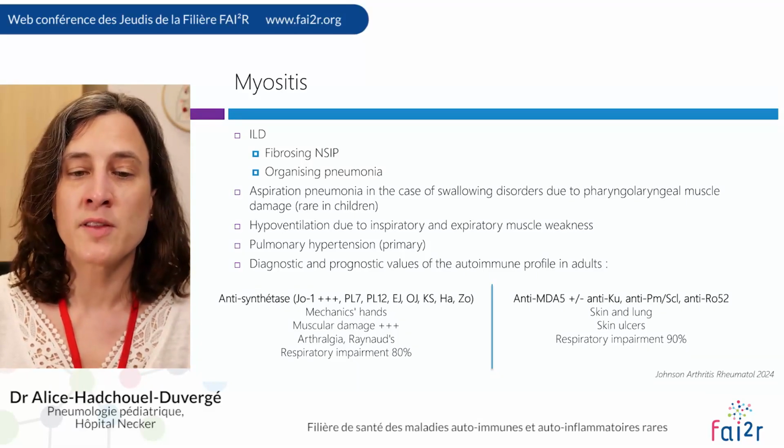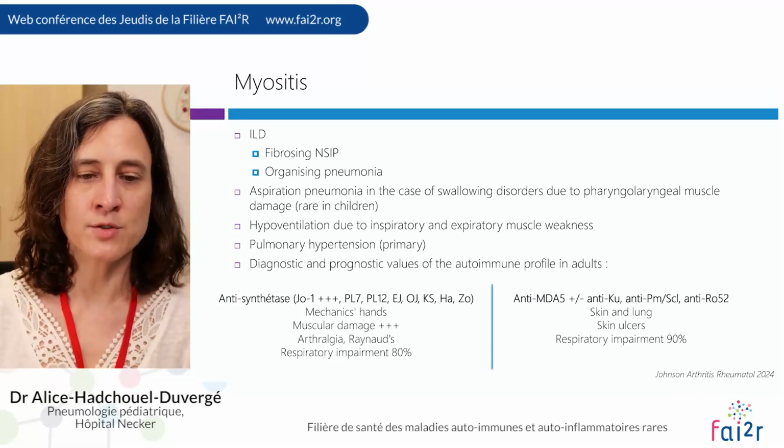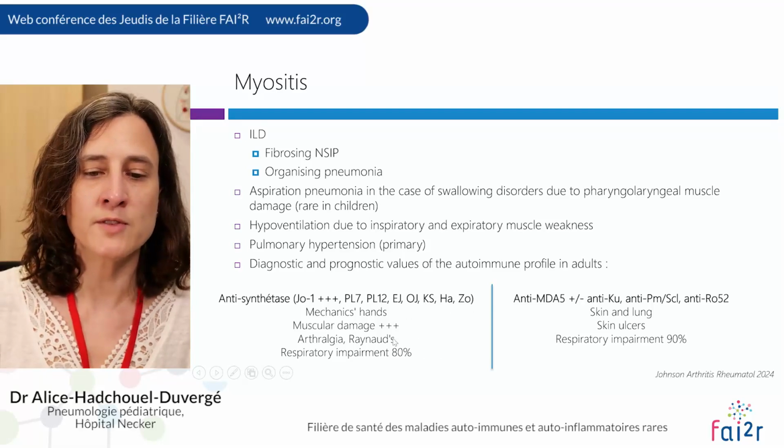And in adults, there are diagnostic and prognostic values of the autoimmune profiles, but it's not really the case in children. Antisynthetase autoantibodies in adults are associated with a high rate of respiratory impairment, 80% according to the different series in adults. Clinically, this phenotype is associated with mechanic's hands, muscular damage, arthralgia, and Raynaud's phenomenon.